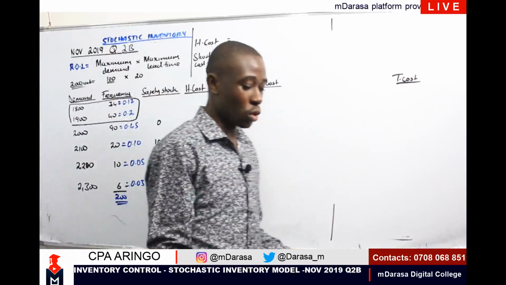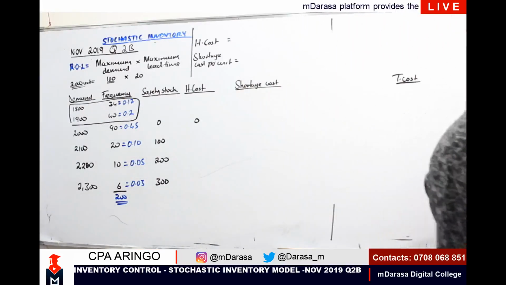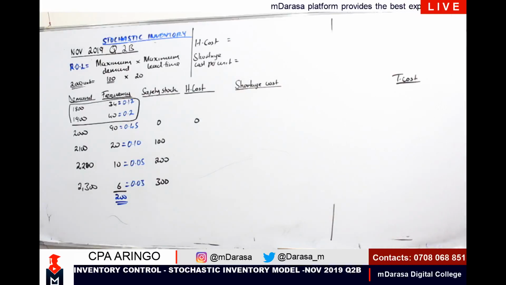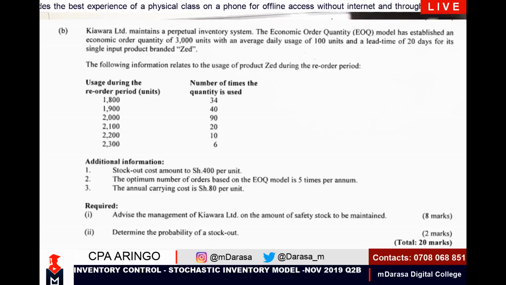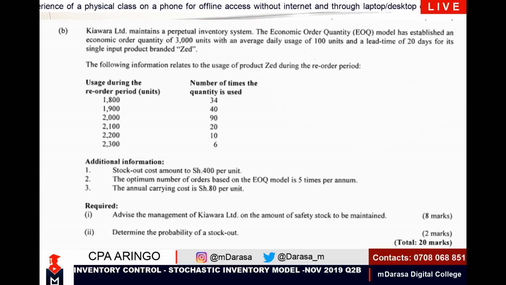So holding cost, what are we given? Let me share that question with you again. See what our holding cost and shortage cost were. Stock out cost per unit, you can clearly see note 1, I'm given 400. Carrying cost, I'm given 80 shillings. That is the holding cost, 80 shillings per unit. And number of orders.